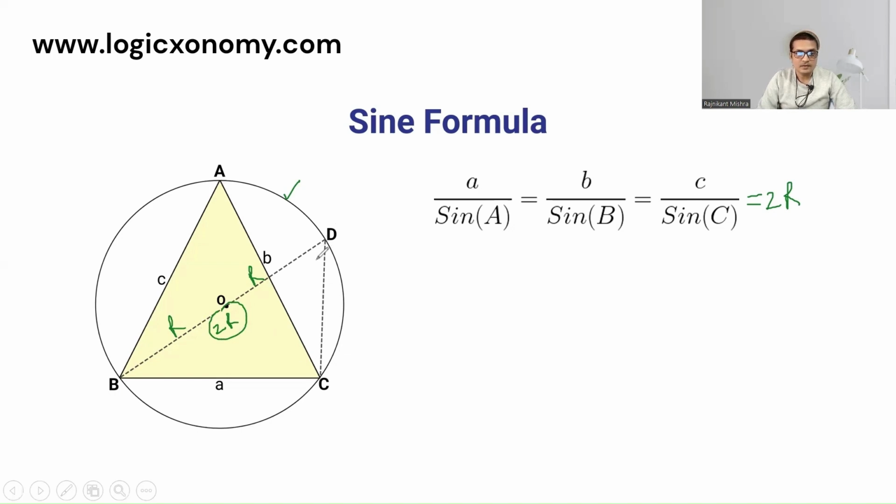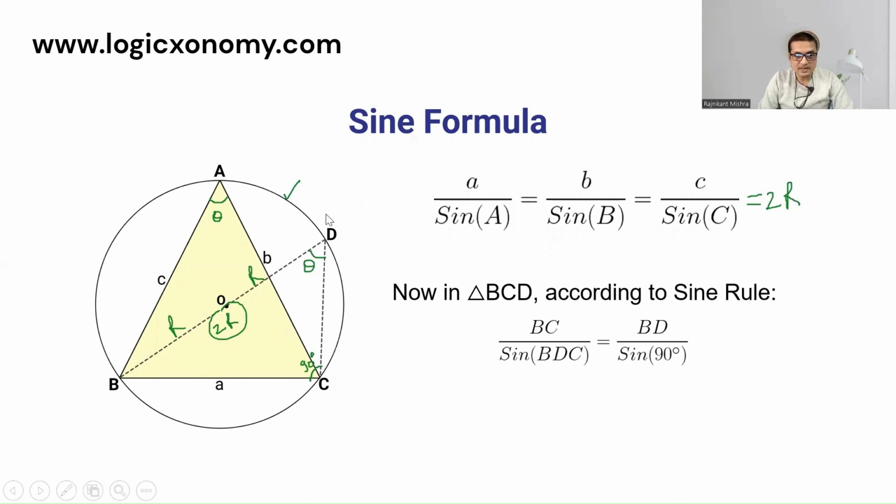Join C to D, then this angle BDC and BAD are equal, because here BC is a chord. Angles subtended by the same chord on the boundary of the same segment of a circle are always equal. Here BD is the diameter, and we know the angle subtended by the diameter on the boundary is always 90 degrees. So apply the sine formula in triangle BDC.